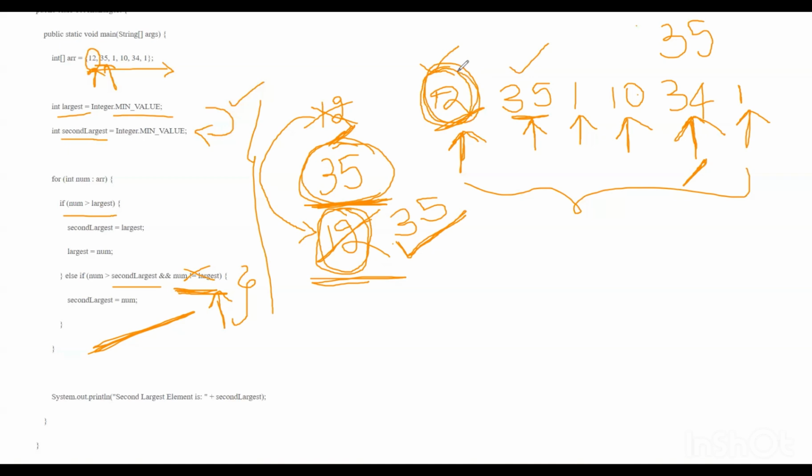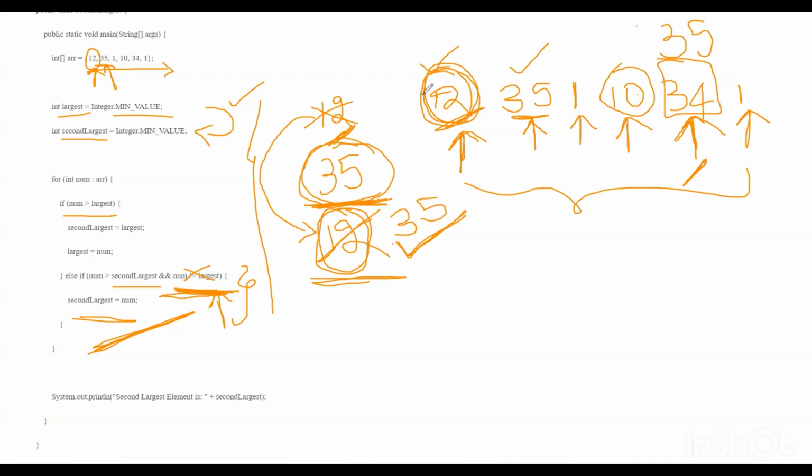Okay. Now we move on to 1. So 1 is greater than 35? No, it is not. So we come to this else if condition. 1 is greater than 12? No, it is not. So we move on. 10. 10 greater than 35? No, it is not. 10 greater than 12? No, it is not. 34. 34 is greater than 35? No, it is not. 34 greater than 12? Yes, it is. And 34 is not equal to 35? No, it is not equal.